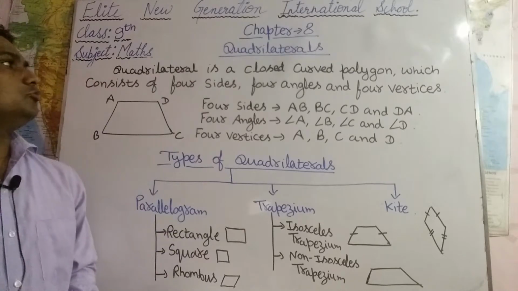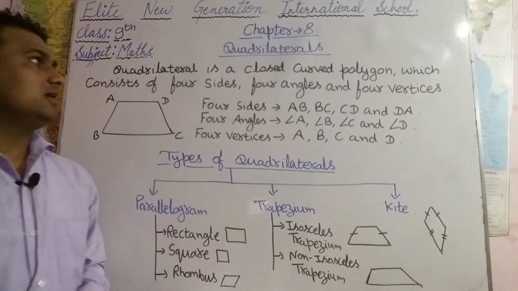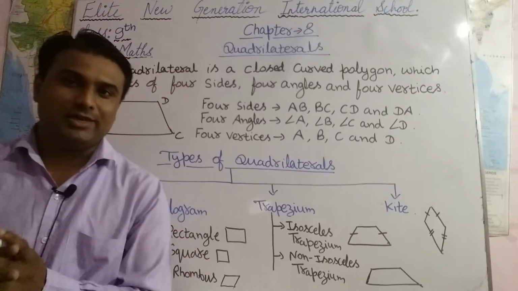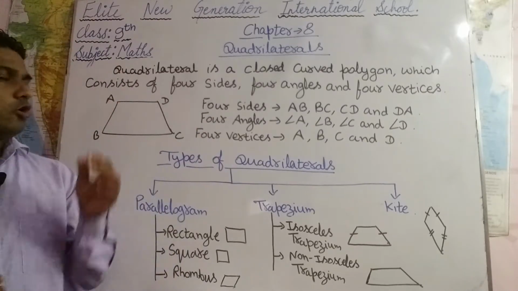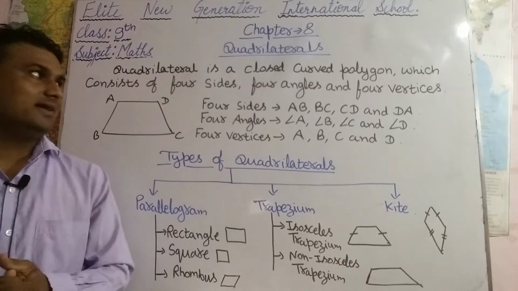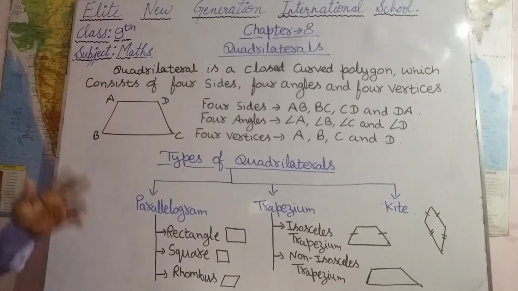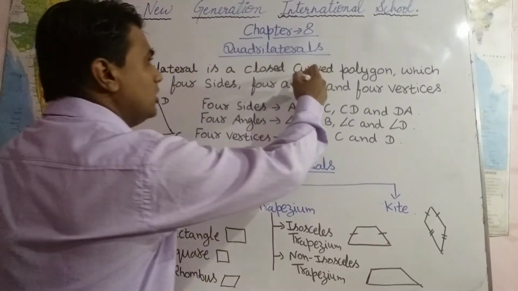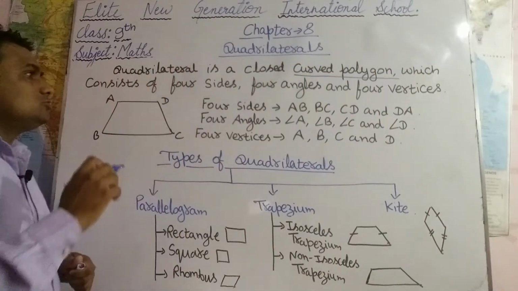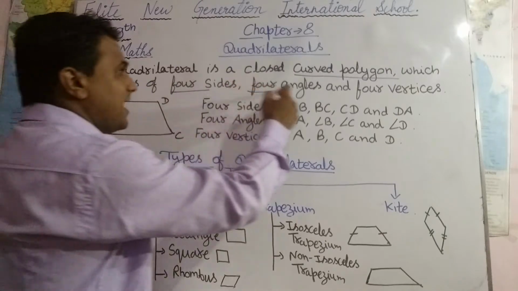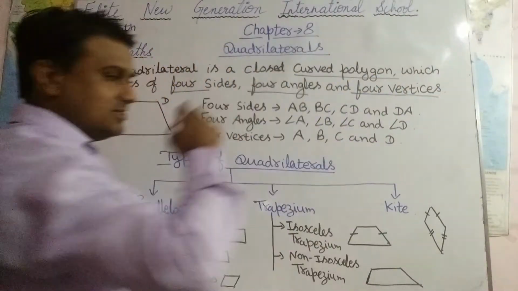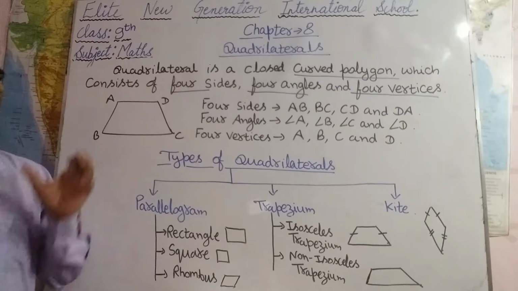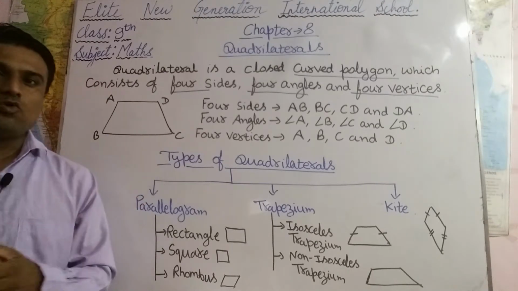Today we are going to start a new chapter, quadrilateral, chapter number 8. In this chapter, first of all I will explain quadrilateral, and you have also studied this chapter in class 8. So what is a quadrilateral? A quadrilateral is a closed polygon which consists of 4 sides, 4 angles and 4 vertices.